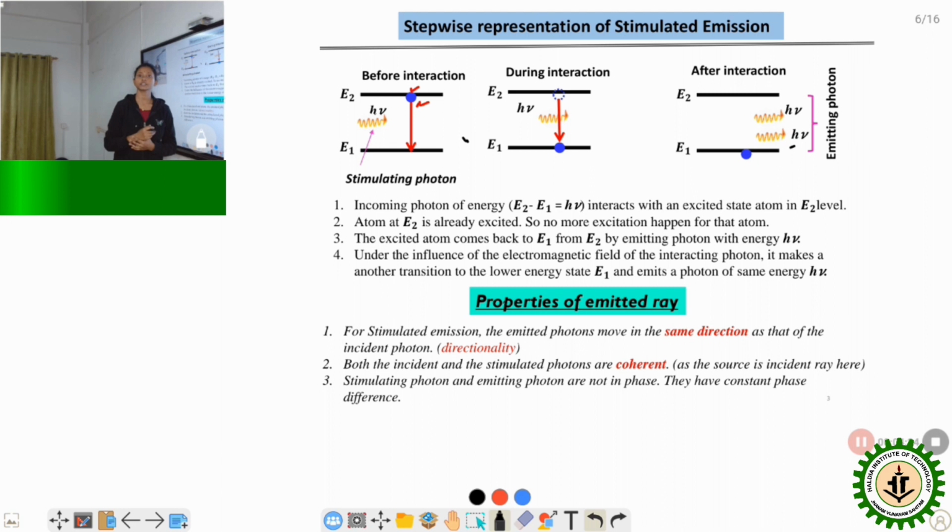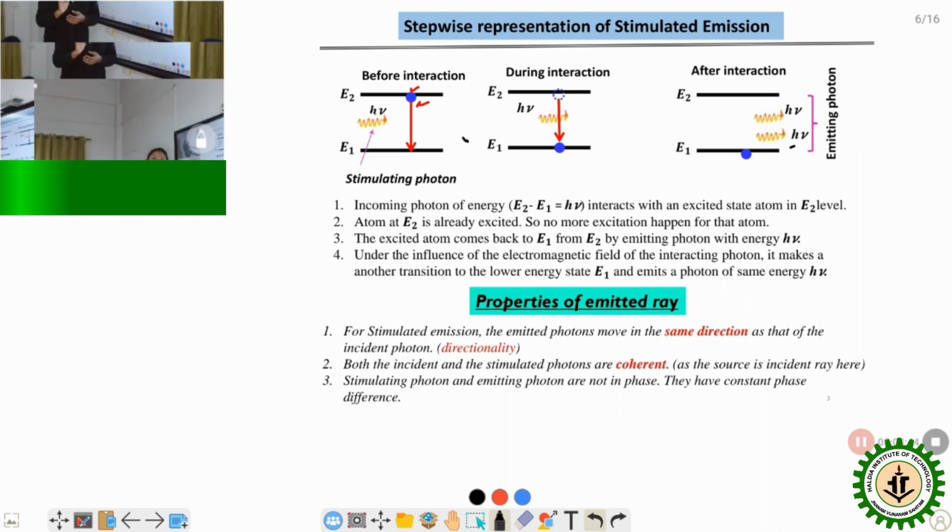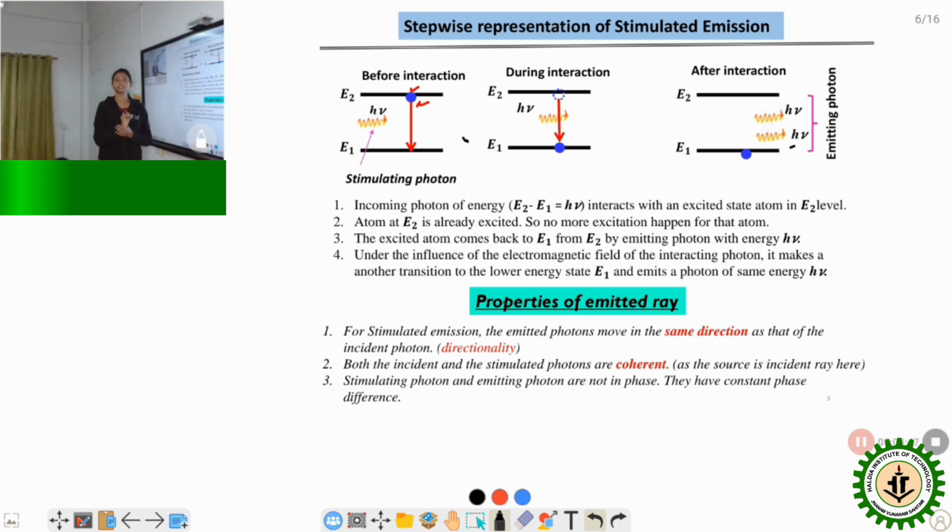So what is the difference between stimulated emission and spontaneous emission? Stimulated emission needs external excitation of the excited state atom. But for spontaneous emission, you don't need any external excitation.